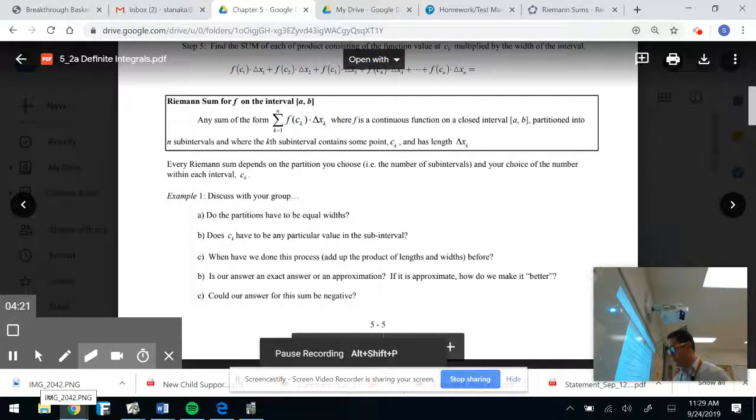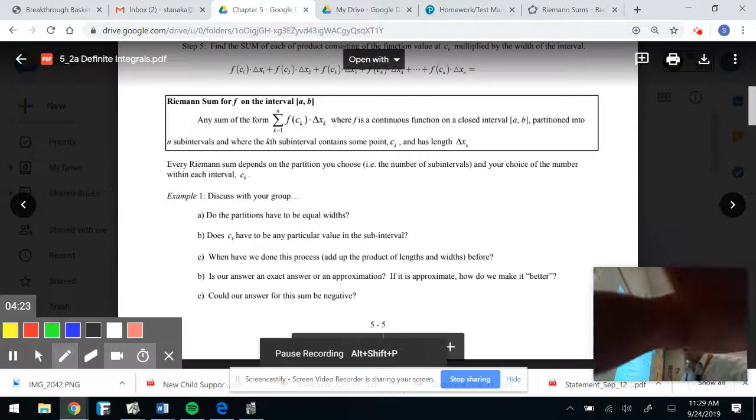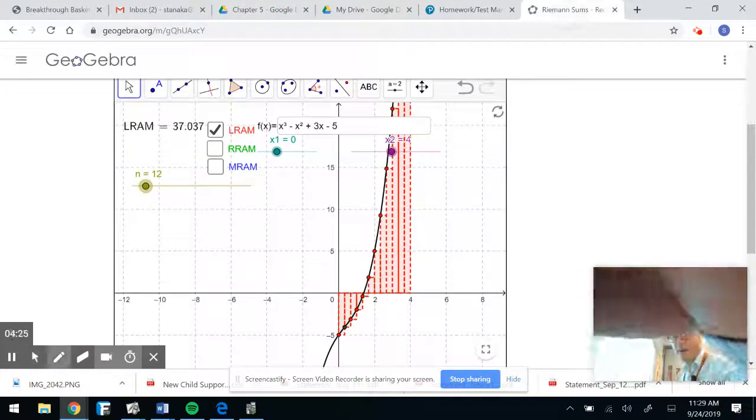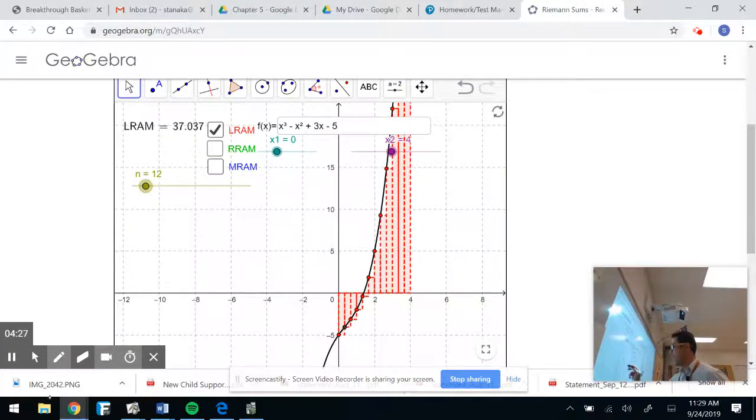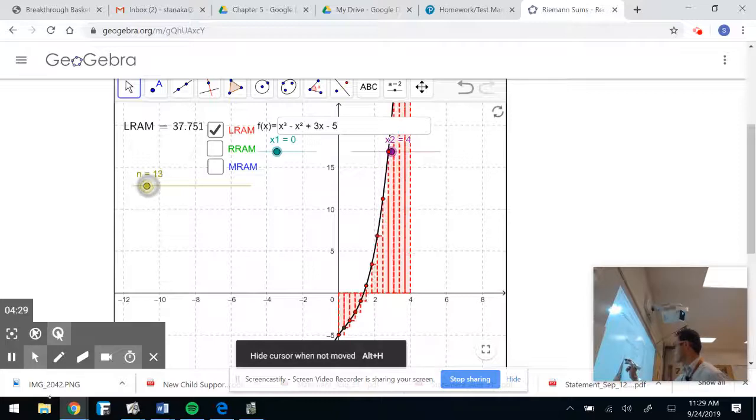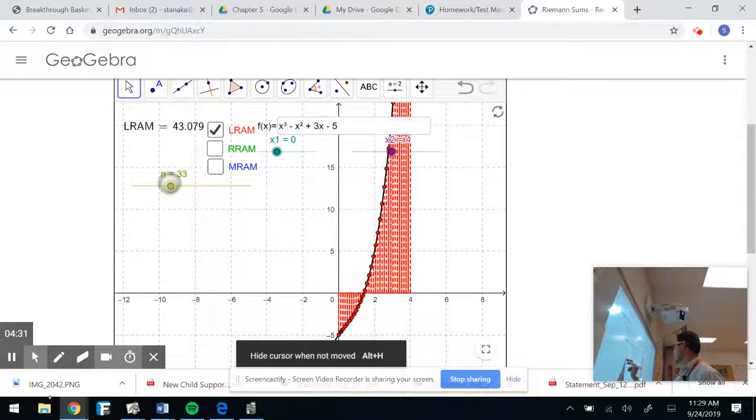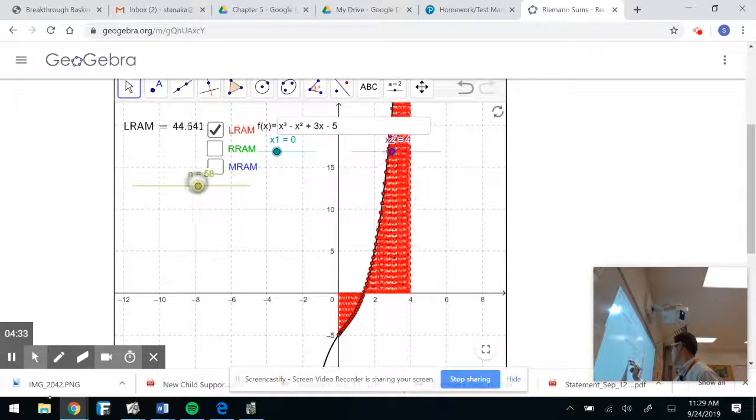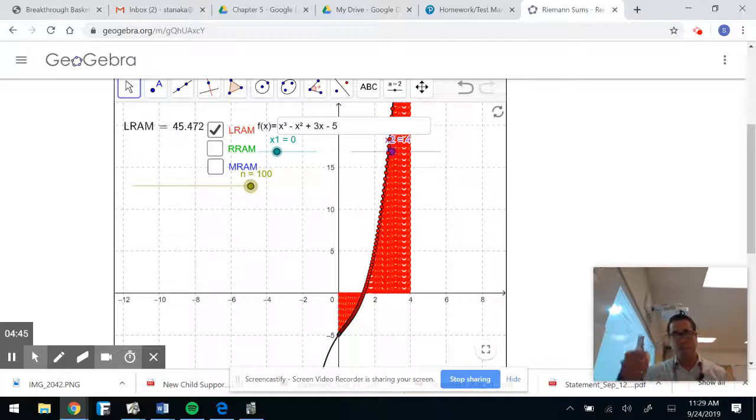Hopefully you're right back at me. If you are, I'm going to go back to this cool little Riemann sum and look at what happens. How could I get the best approximation? Look at all those rectangles. That's 100 rectangles. If I did 100 rectangles, would that give me the exact area, or would that still be an approximated answer? Think of that for a brief moment. It's 45.472. That's the area.